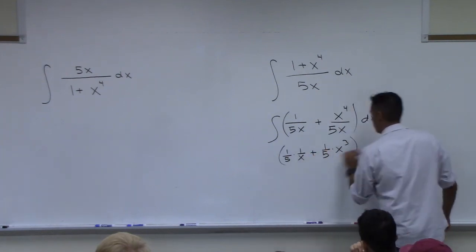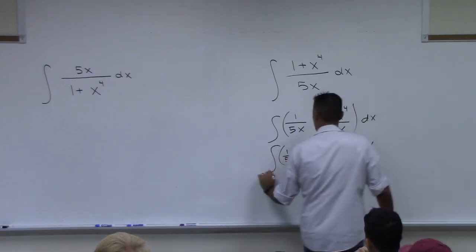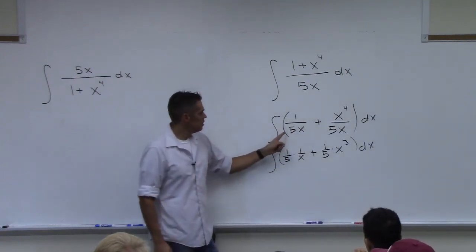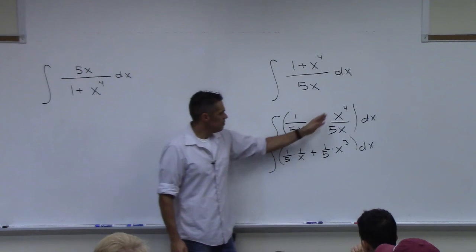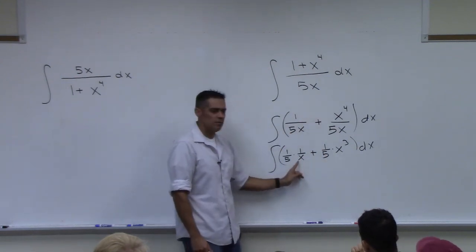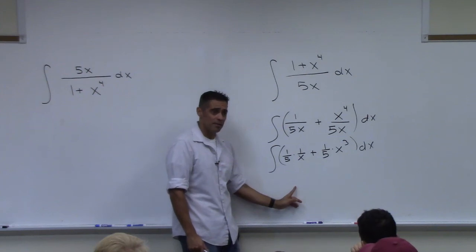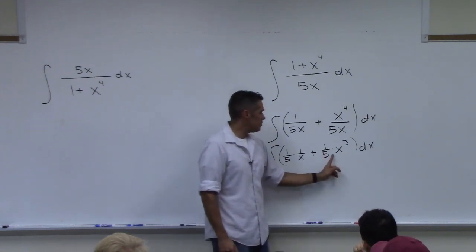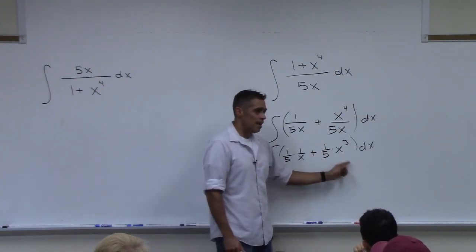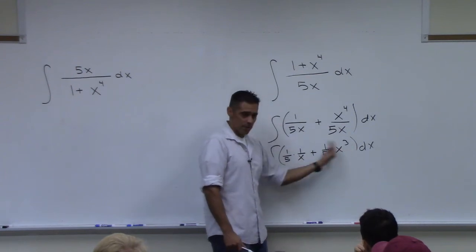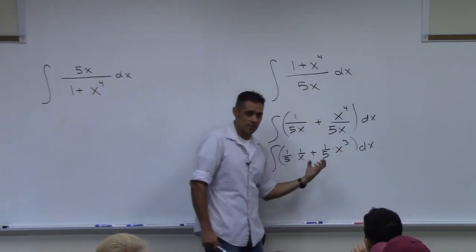Do y'all see what I'm doing here? Rewriting this as this, rewriting this as this, and then now you can just do the antiderivative of that, which is 1/5 natural log x, and then the antiderivative of this, which would be 1/5 times 1/4 x to the 4th. So you could do them separately, right? That's how we would do this.